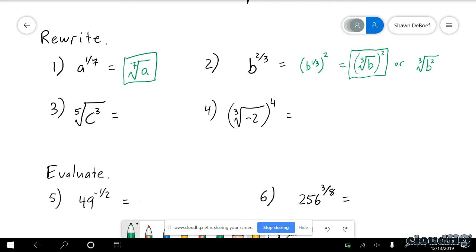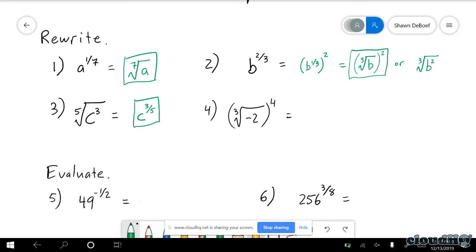So then number 3 and 4, we're going to go the opposite direction. Number 3 is written as a radical, and so I want to write it as a rational exponent. c to the power of what? The root, it's a 5th root, the index is 5, so 5 will be our denominator. And so the 3 becomes the numerator. So it equals c to the 3/5.